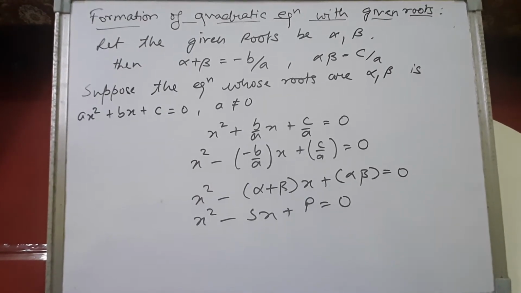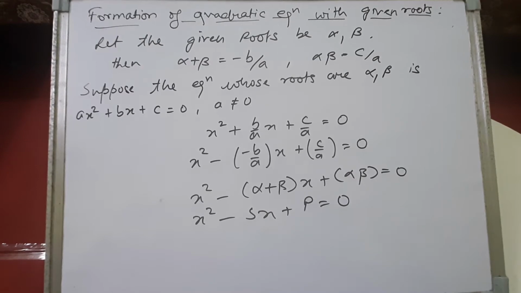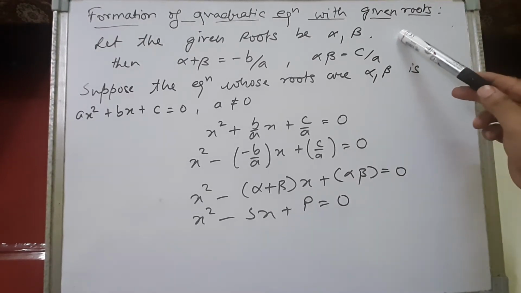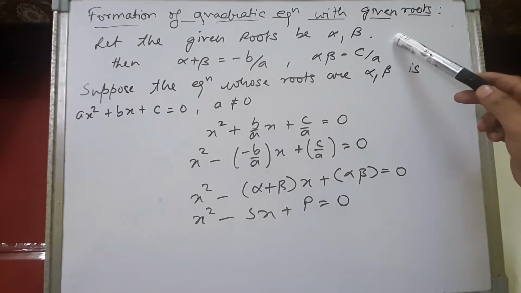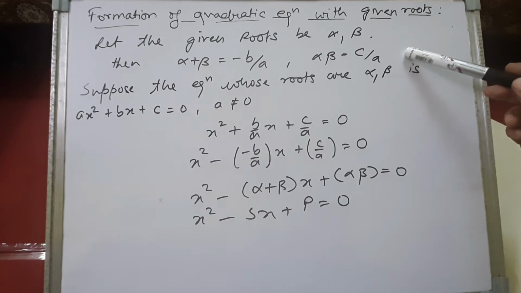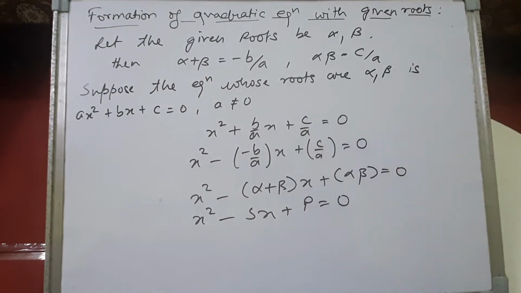Next point that we'll study is formation of a quadratic equation with given roots. That means we have to obtain a quadratic equation when roots are given. Alright. So let's assume that the roots of any equation are alpha and beta. So if alpha and beta are the roots of the equation, then alpha plus beta will be minus b upon a, and the product of the roots will be c upon a. So let's suppose the equation will be ax square plus bx plus c equals to 0.